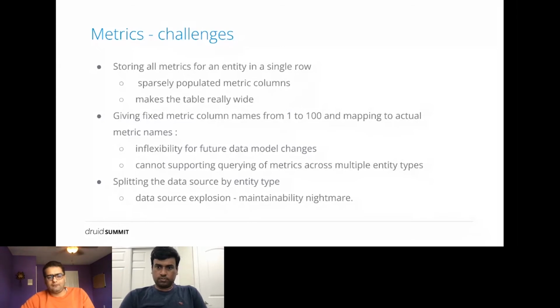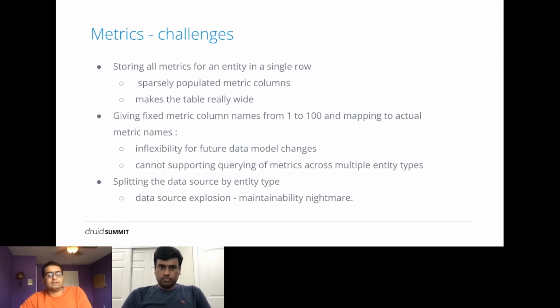It seemed to work fine, but did not cover all of our cases. One thing was it was very inflexible if we were to change our data model, because whatever we are writing into that A, B, C, D column, if we have to change the definition of it, we won't be able to do that. Second, it did not allow us to query the same metric across multiple entity types, because they are named the same across two different columns, but the entity type dimension is different. We cannot really use metric expressions over them at all.